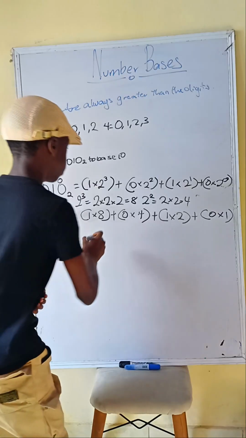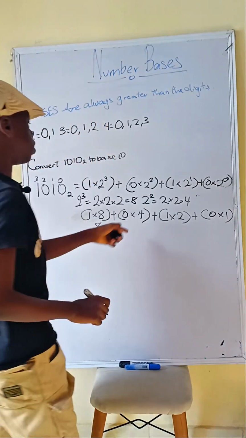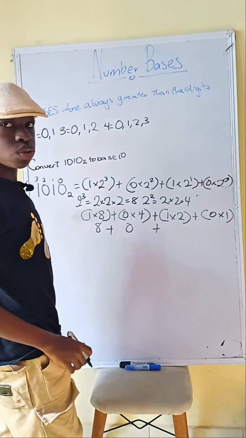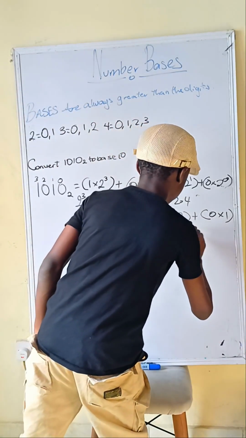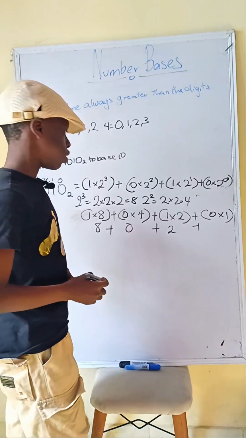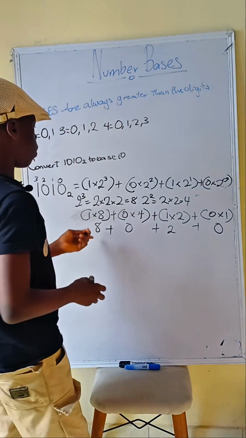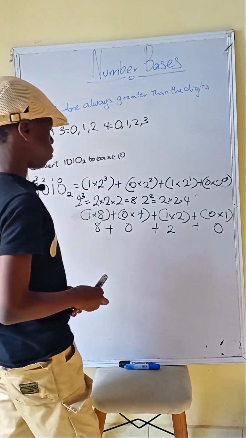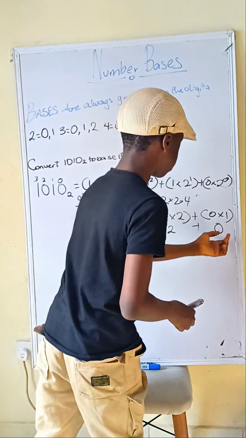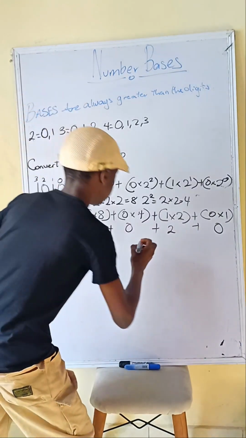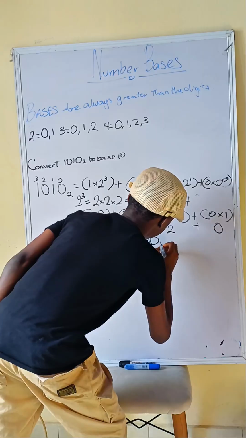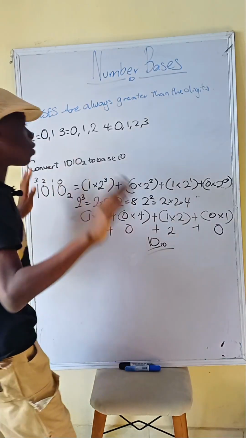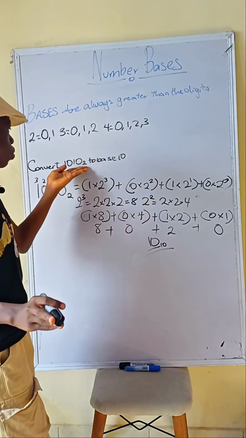1 times 8 is 8, plus 0 times 4, 0, plus 1 times 2, 2, plus 0 times 1, 0. So 8 plus 0, 8. 8 plus 2, 10. 10 plus 0, 10. So the answer is 10 base 10. So this is the method to convert any base, not only base 2, to base 10.